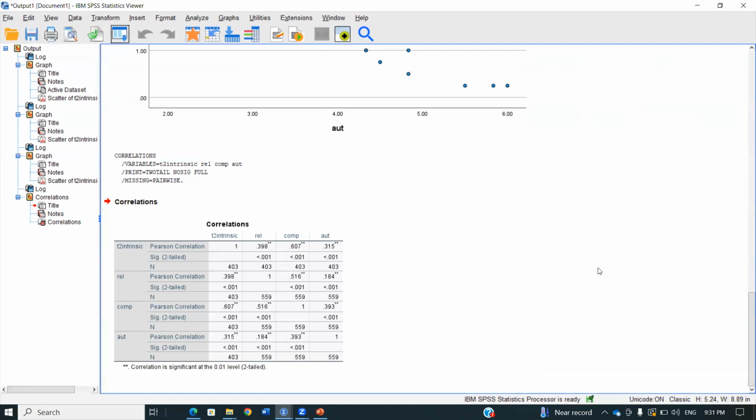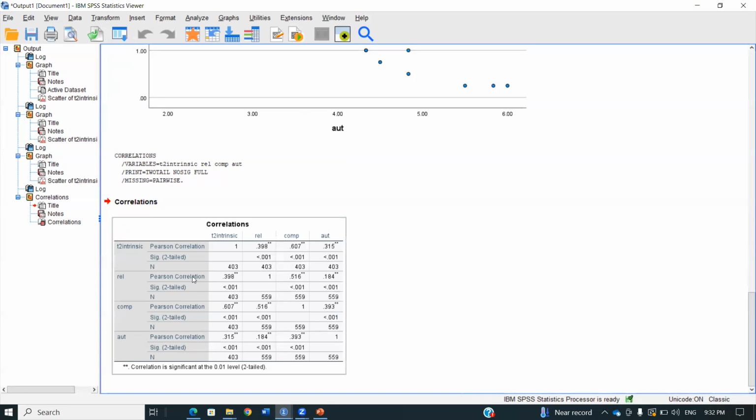In this case, what we see is that intrinsic motivation is positively correlated with all three predictors, which is what we would expect based on theory. Competence is the most strongly correlated with intrinsic motivation. It's 0.61. Relatedness is next at 0.4. And then we have 0.32 for autonomy. So all pretty strong correlations. Clearly from the diagram, we saw that competence was the most strongly correlated with intrinsic motivation.